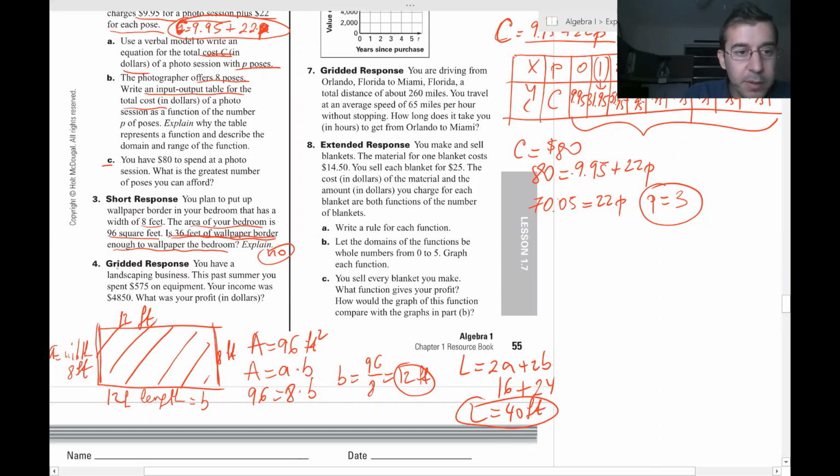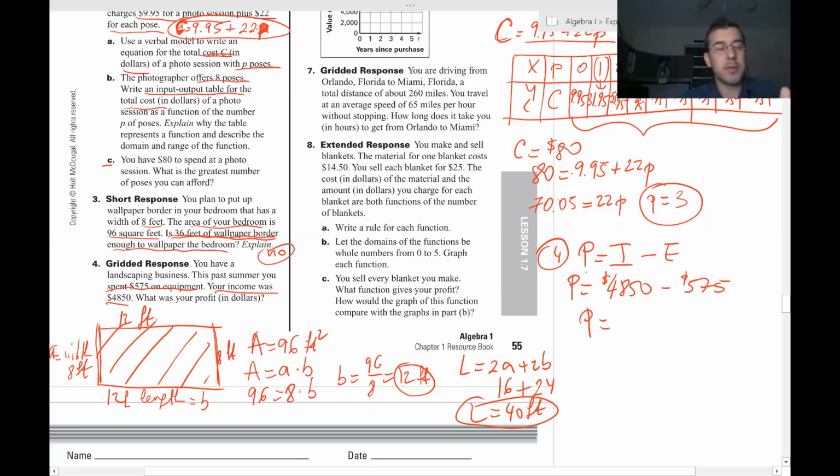Next one, number 4, gridded response. You have a landscaping business. This past summer, you spent $575 on equipment. So number 4, the formula is profit equals income minus expenses. Your income was $4,850. Okay, what was your profit? So what is P if your income was $4,850 and the expenses were $575?